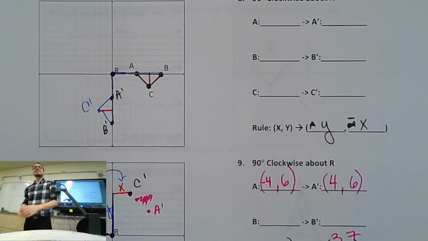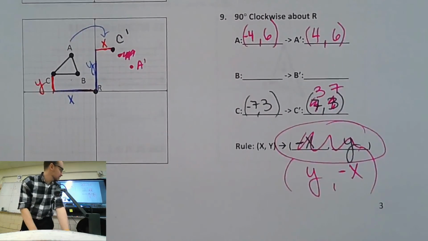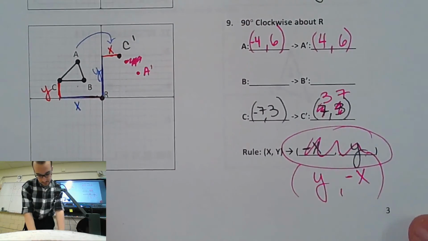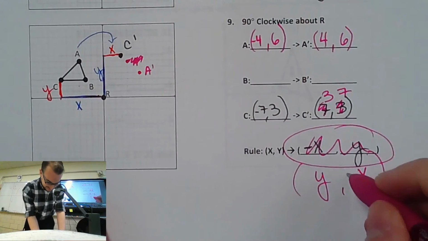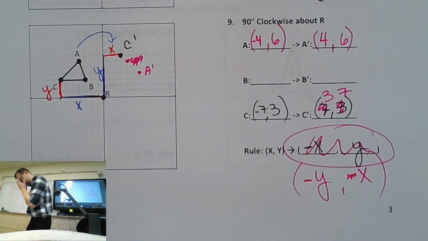I remember now. Wasn't there a rule that you wrote? Y, negative x. But for A, if it's y, negative x, then it'd be 6, 4, right? And when you plot that, it's way bigger than the original one. That can't be the right rule.